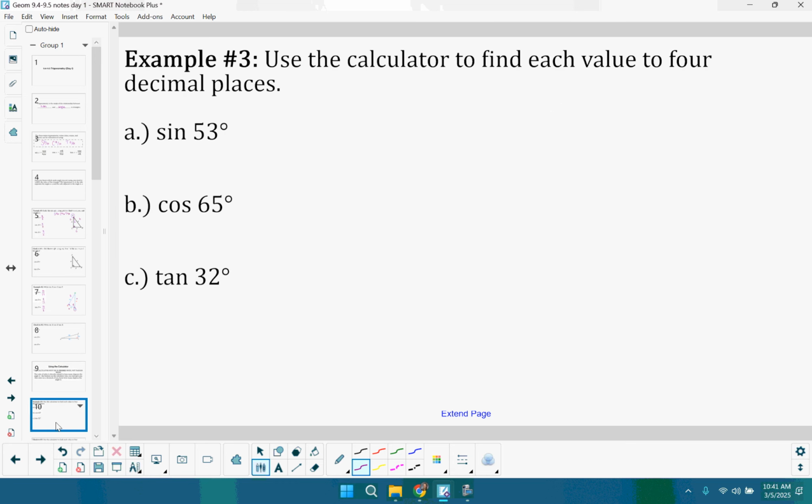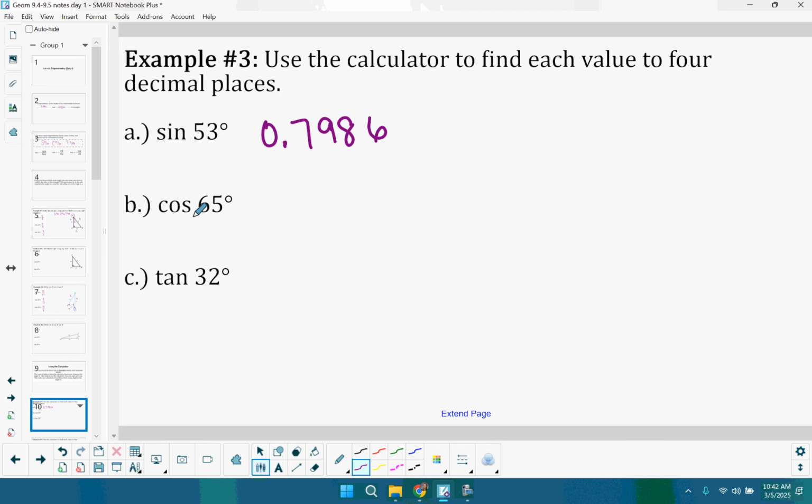So using a calculator, we're going to find each of these to 4 decimal places. So we would just hit the sine button on a calculator and then the 53, and we should get something like 0.79863. So this 3 does not change the 6, so that would be my answer.